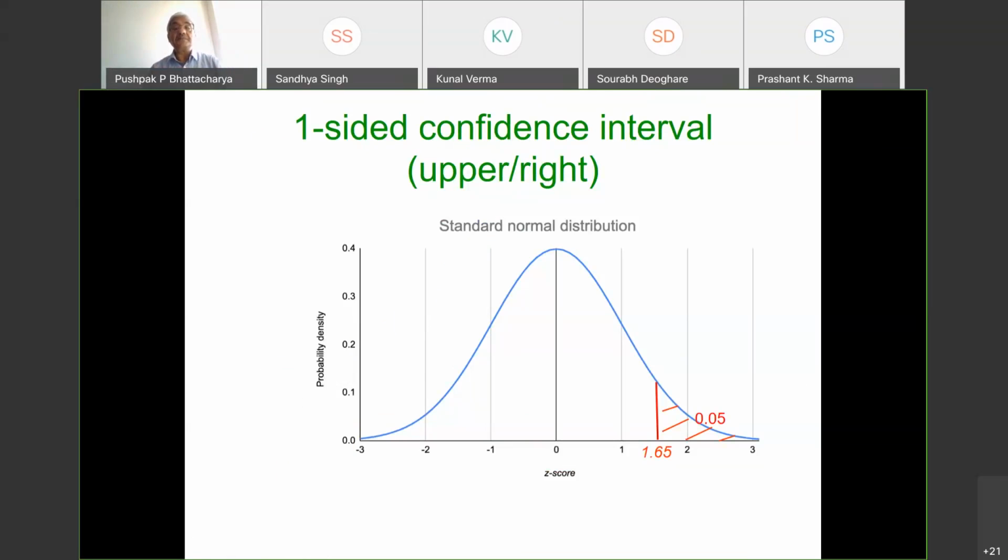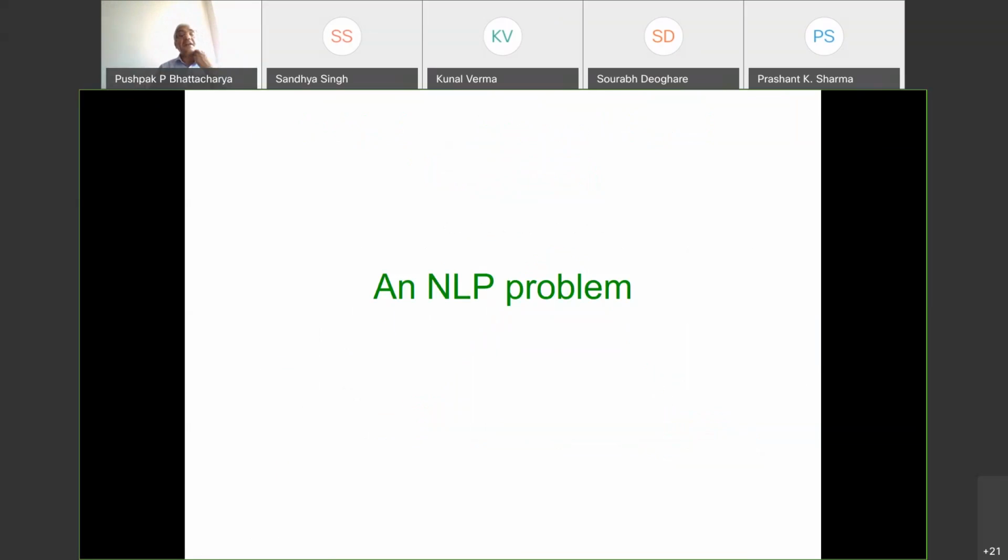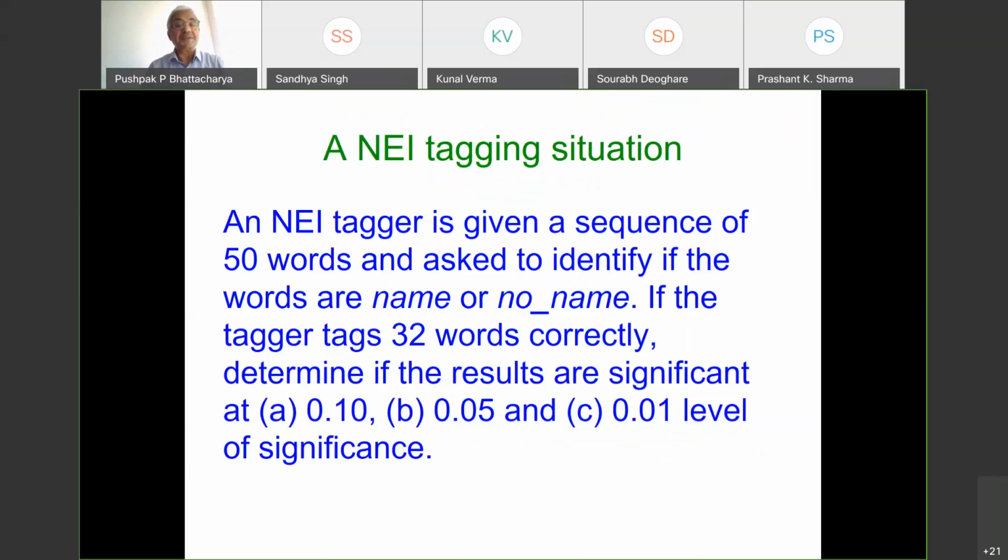So on the upper right side, it is 1.65. On the lower left side, it is minus 1.65. We'll take an NLP problem, which we have seen before, and we will understand our type 1 and type 2 error in the context of this NLP problem. And I believe this problem was mentioned last time.